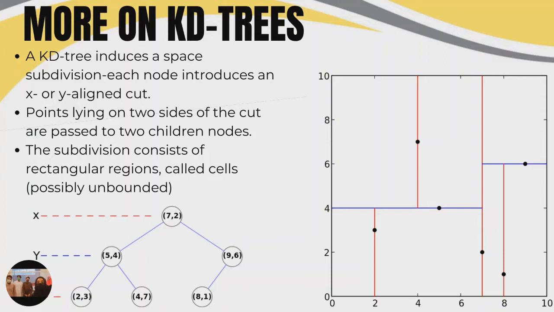Now, say we are adding a third node as well, that is 4, 7. It will proceed similarly to the second one by first comparing its x value, that is 4, to the x value of the current node, that is 7. Since 4 is less than 7, it will move to the left of the current node. Now, since 5, 4 is on the y level of our tree, the y value of 4, 7, that is 7, will be compared with the y value of the current node, that is 4. Since 7 is greater than 4, it will move to the right and add the node there.